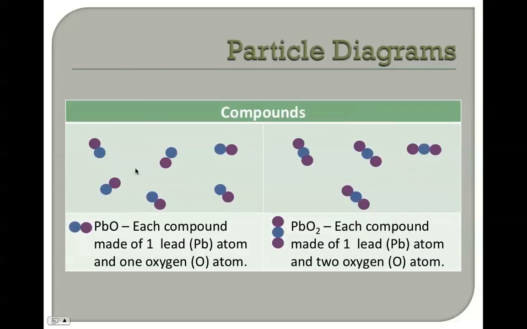Alright, here's a compound, another type of substance. On the left we have one which is made up of just one lead and one oxygen atom, so lead oxide. And then we also have another form of lead oxide where we have now two oxygens and a single lead atom in the middle. So both of these are examples of compounds. Within each sample, the same type of compound is repeated throughout the sample. We don't see anything else there, or else it would be a mixture. So we have a pure substance here of a compound.